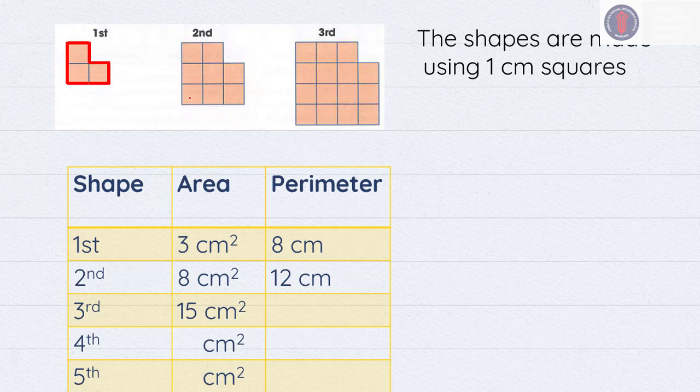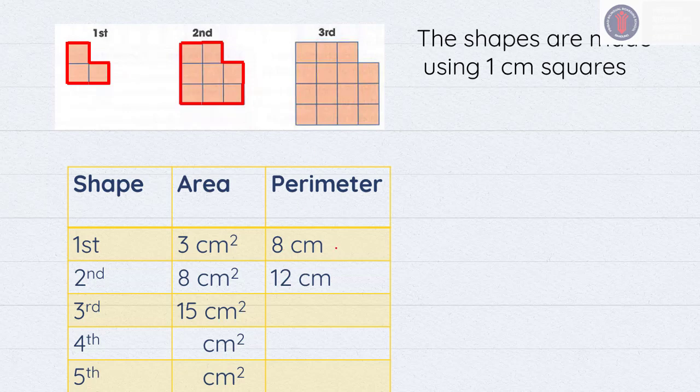There are 8 centimeters square. How about the perimeter? Let's count it. 1, 2, 3, 4, 5, 6, 7, 8, 9, 10, 11, 12. You can see this one, it makes a sequence for the perimeter. So the third one is 15. It's too hard for us to see what the rule is for 3, 8, and 15. What will be the next? But if you draw the shapes, you will know.